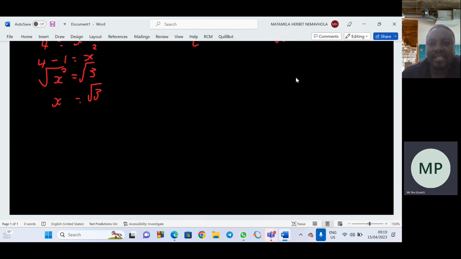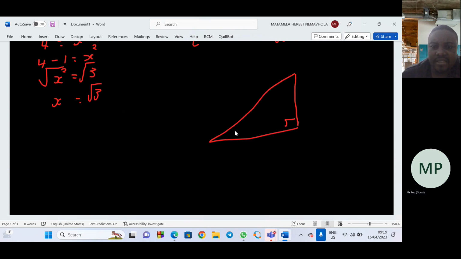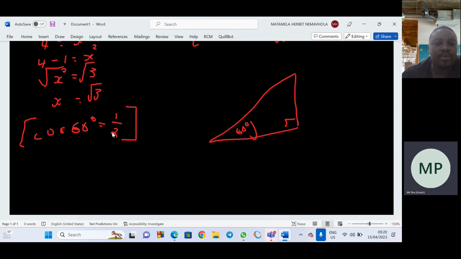So there is another one for 60 degrees. For 60 degrees, if you use your calculator, cos of 60 degrees equals what? Equals 1 over 2. You must remember this. You must always memorize this, even until grade 12 or when you go to university, it does not change. Cos 60 is always going to be 1 over 2.